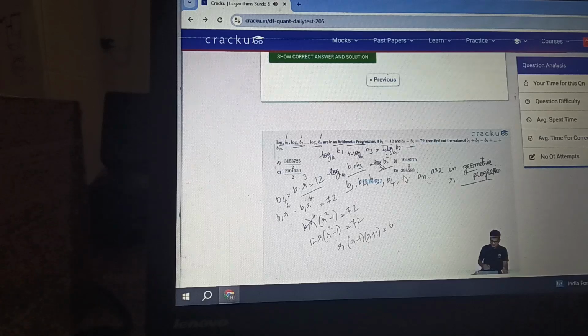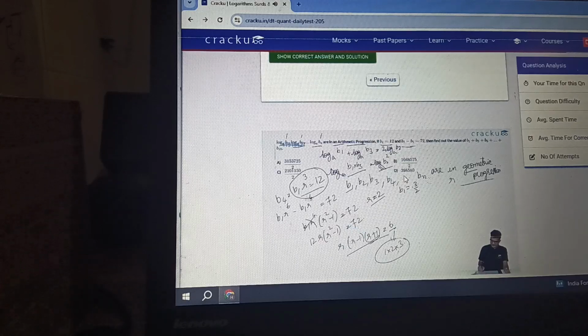We can figure out that the value of r has to equal 2, because if you are expressing 6 as 3 numbers which differ by exactly 1, this is 1 into 2 into 3. The value of r plus 1 will equal 3, and the value of r is going to equal 2. So now what we can assume is that the value of b1 is equal to 12 divided by r cube, which is equal to 12 divided by 8, which is 3 by 2.